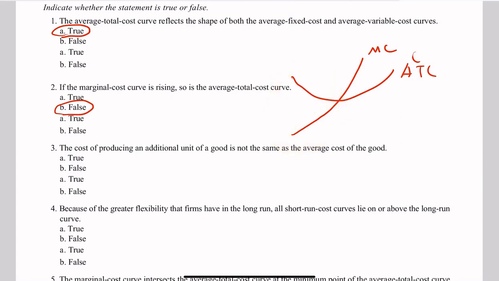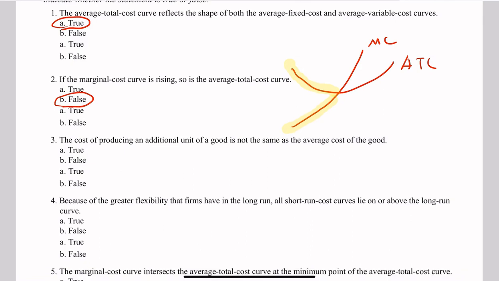Okay, let me draw a better picture here. So let's see these two sections of the ATC curve and the marginal cost curve. What you can see here is marginal cost is always increasing. However, here on this left-hand side of this curve, this ATC curve is actually decreasing, right? So this is false.